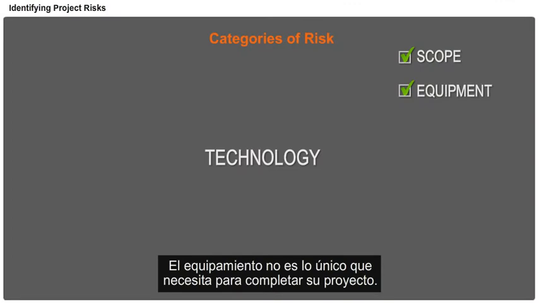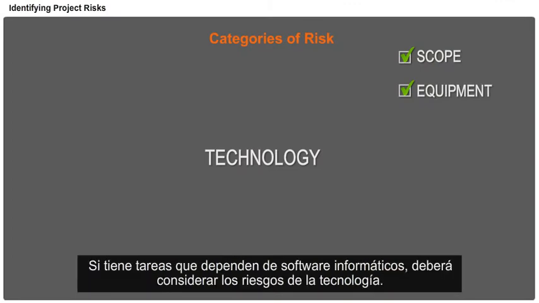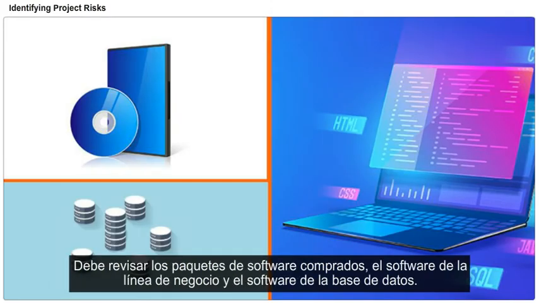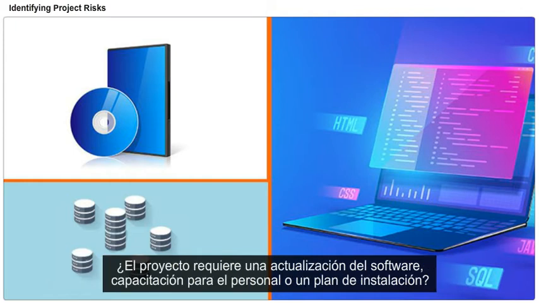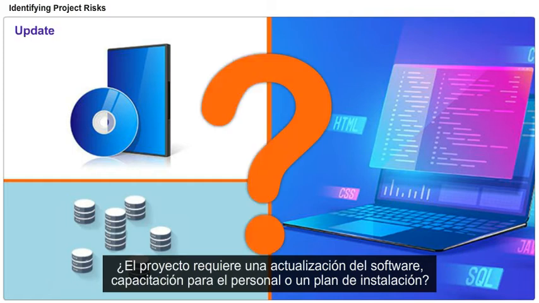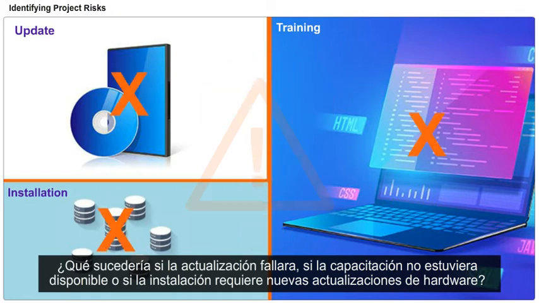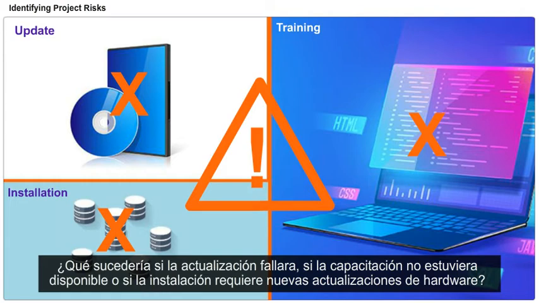Equipment isn't the only thing you'll need to complete your project. If you have tasks that are dependent on computer software, you'll need to consider the technology risks. You should look at purchased software packages, line of business software, and database software. Does the project require an update to the software, training for staff, or an installation plan? What would happen if the update failed, the training was not available, or installation required unseen hardware upgrades?